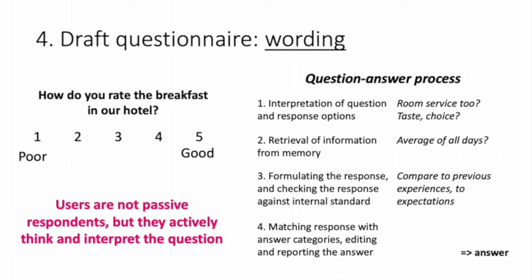And it's only at that point that the participant will respond. So if somebody has circled 4 or somebody has circled 5, how that 4 and 5 relate to one another might be very different. And that's because users are generally not passive respondents, and they're actually constantly thinking and interpreting the question.